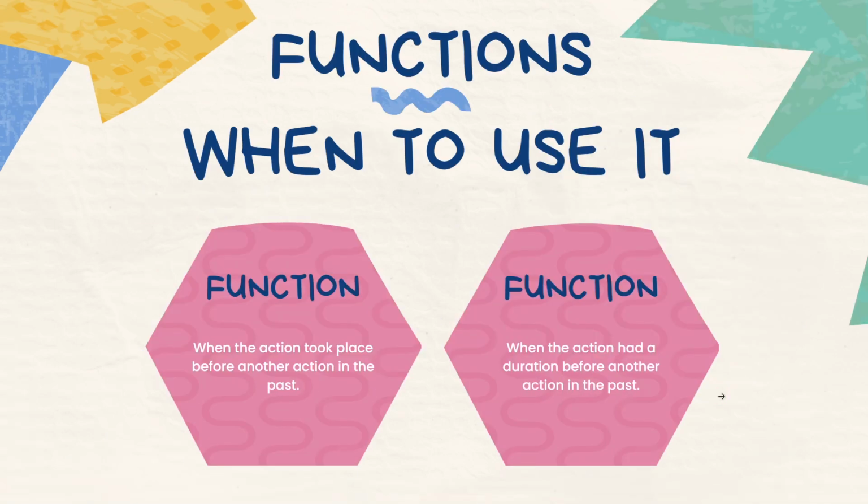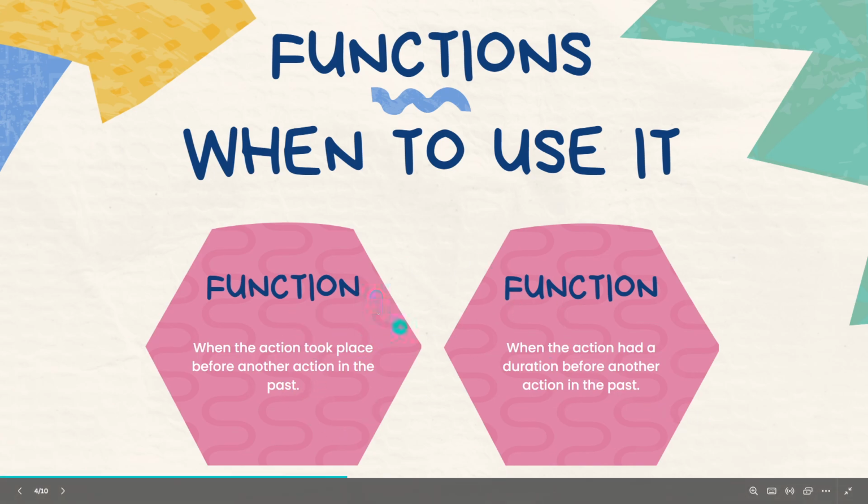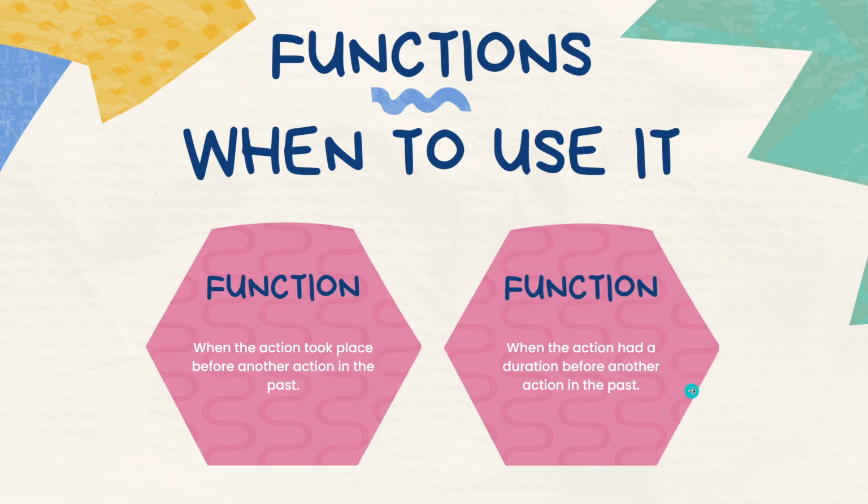So, the past perfect has two principal functions. We're going to see when to use this past perfect. The first one is when the action took place before another action in the past. The second function is when the action had a duration before another action in the past. We are going to see some examples of these functions later.